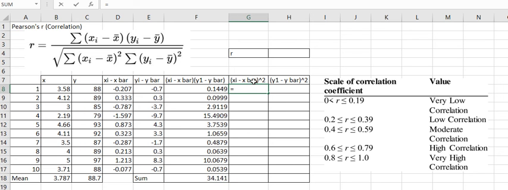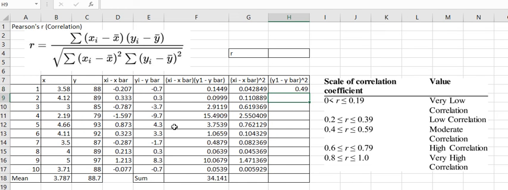Now we do similar for this one, and this one to the power of 2. Now we sum all the values here and here. And now we can apply the formula.